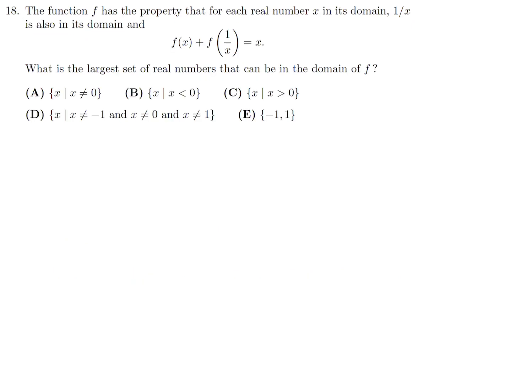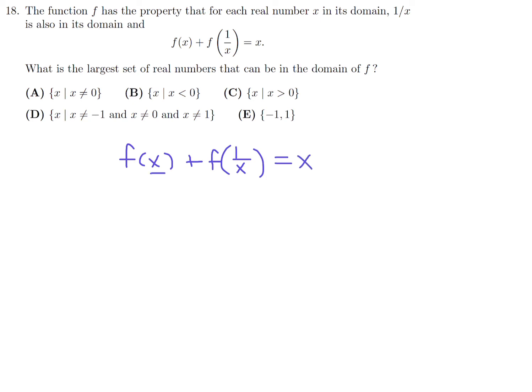The function f has the property that for each real number x in its domain, 1 over x is also in its domain, and f at x plus f at 1 over x equals x. What is the largest set of real numbers that can be in the domain of f? f at x plus f at 1 over x is equal to x.